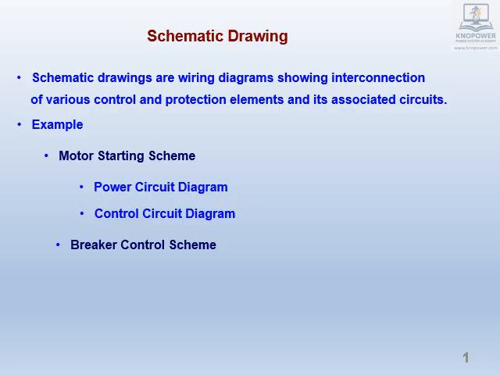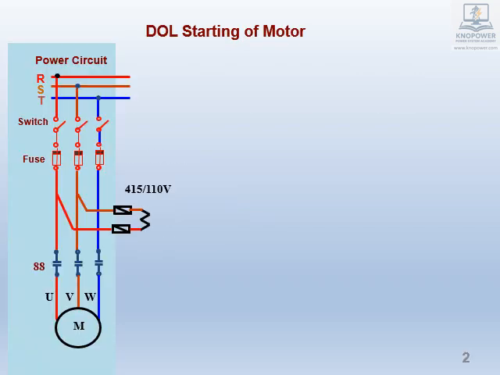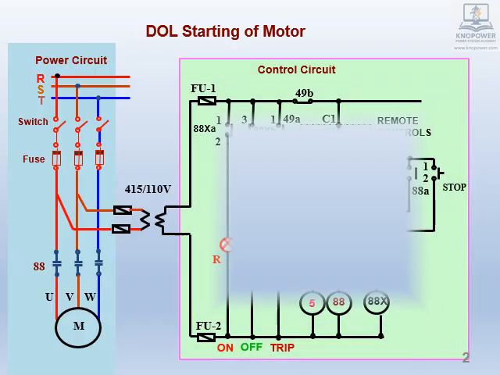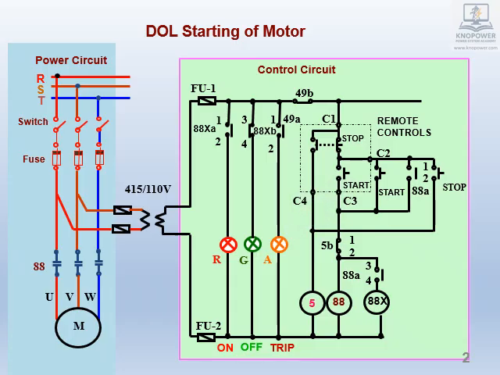In the next example, we will consider breaker control scheme. Typical scheme for DOL starting of a motor is given here. Power circuit is shown on left. Control circuit is shown on right.